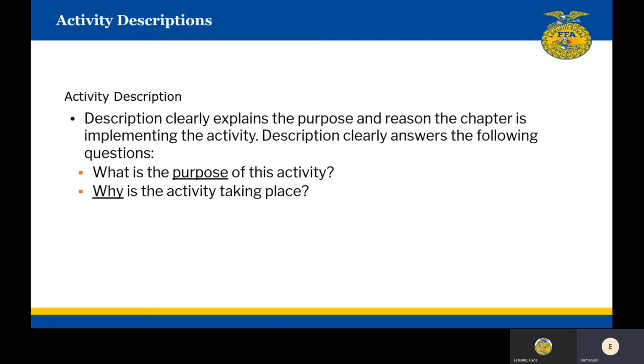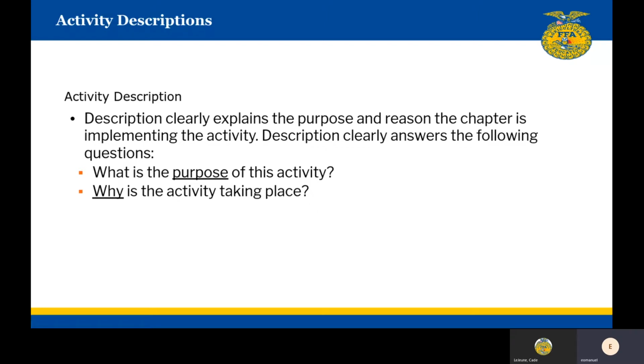So this is kind of the first part of when you go in to start writing your Form 2 for each activity. The first thing you're going to have to write is your activity description. Descriptions clearly explain the purpose and reason the chapter is implementing the activity. It clearly answers the following questions. What is the purpose of the activity? Why is the activity taking place?